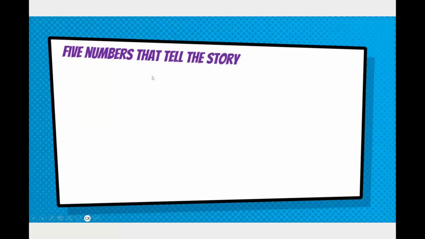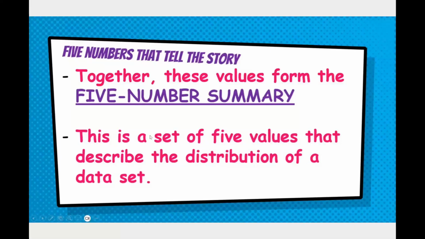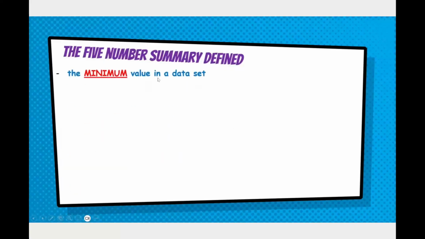So we're going to look at 5 different numbers that tell the story of our distribution. Together, these values form the 5-number summary. This is a set of 5 values that describe the distribution of a data set. The 5-number summary, defined: the first one is the minimum value of the data set.